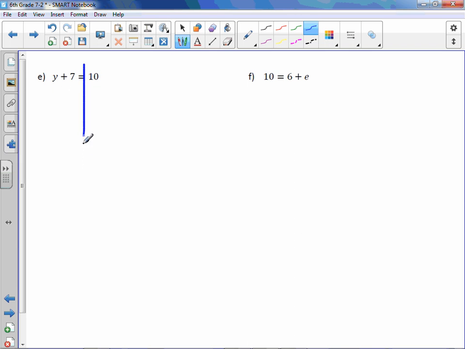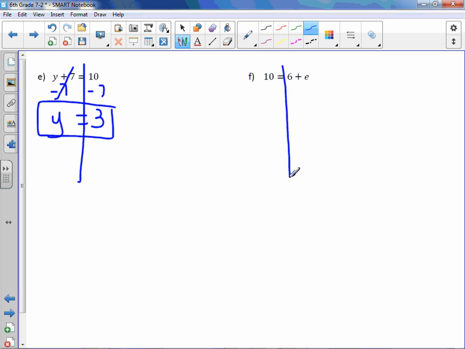Letter E. Draw your line down the equal sign. My variable is y, and there's a plus 7 I need to get rid of. To get rid of it, I'm going to subtract 7 from both sides. Those equal 0, leaving y on the left-hand side equals 10 minus 7 is 3. So the solution is 3.